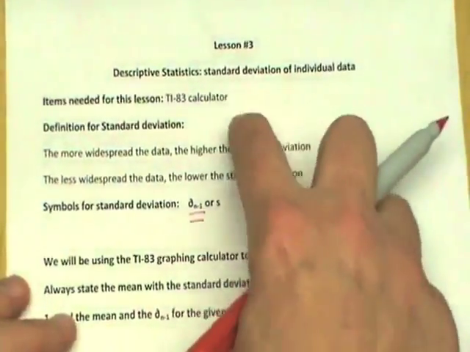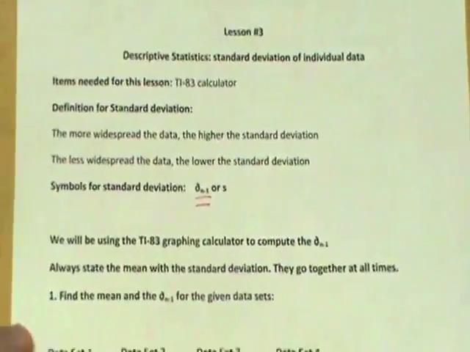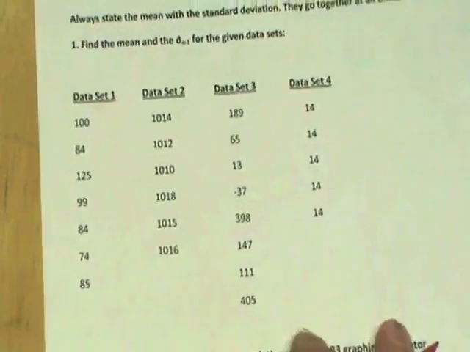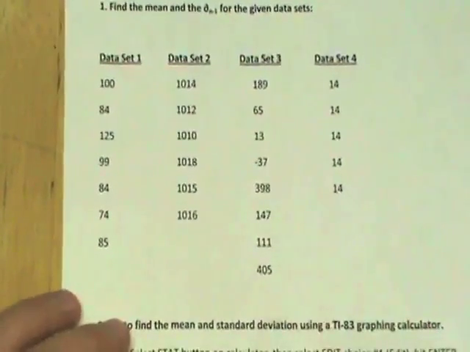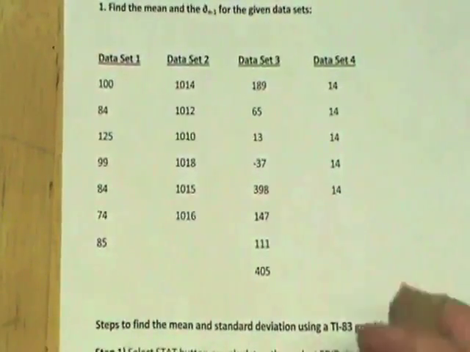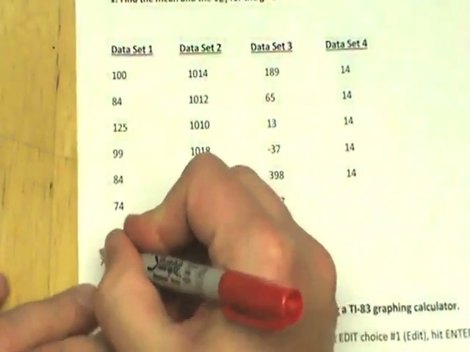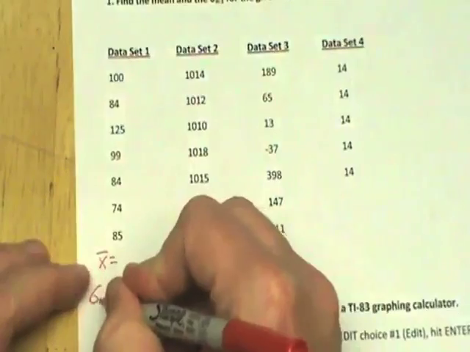For this enhancement, we're going to use the TI-83 calculator. I want you to get familiar with how this is. So basically read the rest of this, and I think it's 4 pages long, but I just wanted to show you how to put these in your calculator. So for data set number 1, the question asks for the mean and the standard deviation. So we're going to try and find the mean here and the standard deviation here.